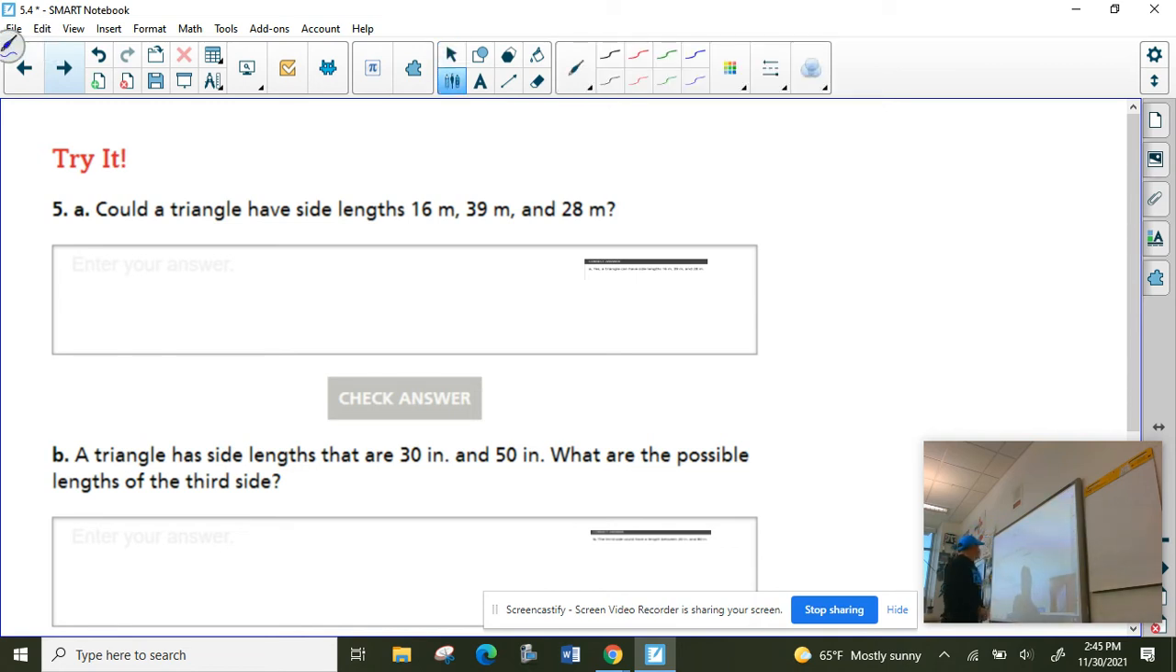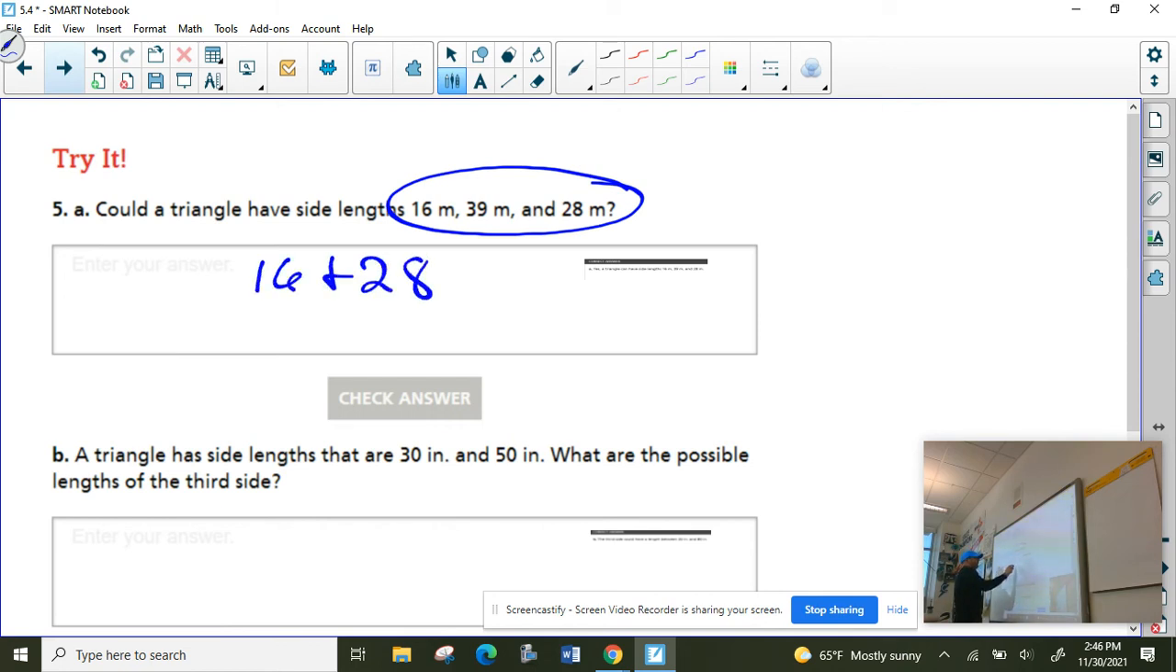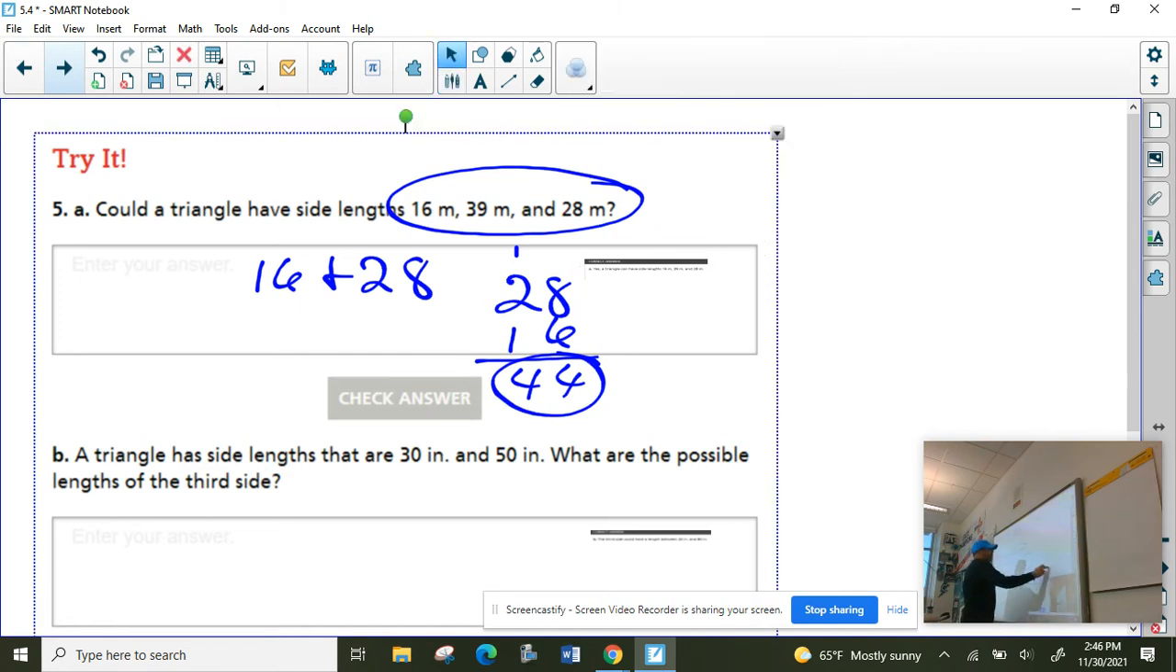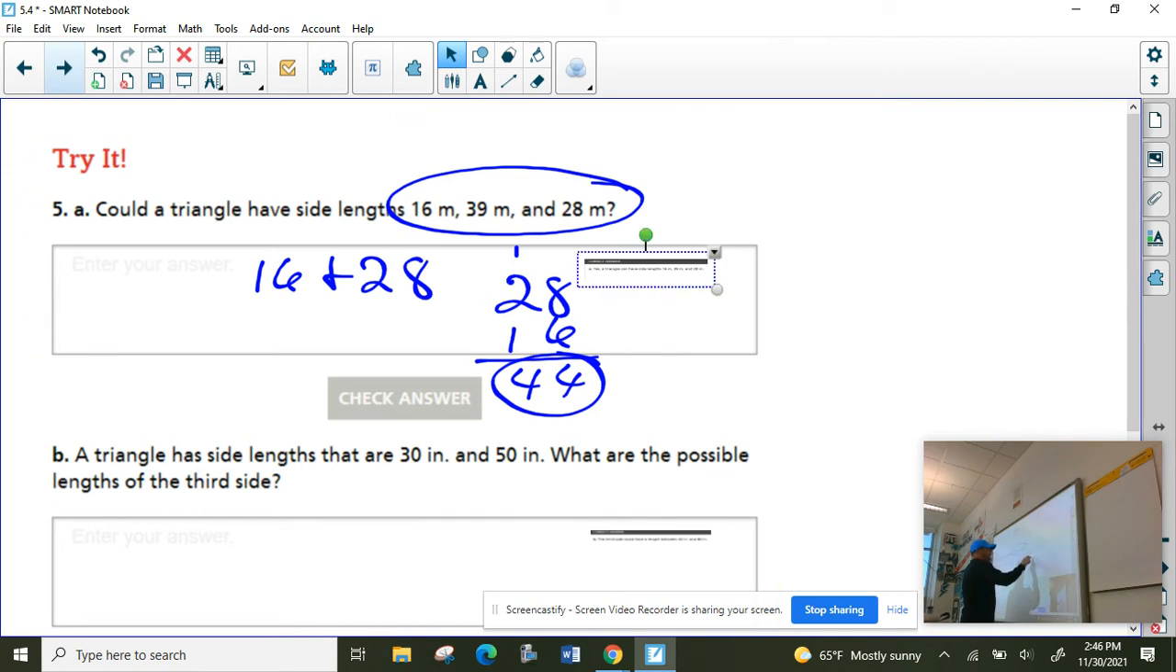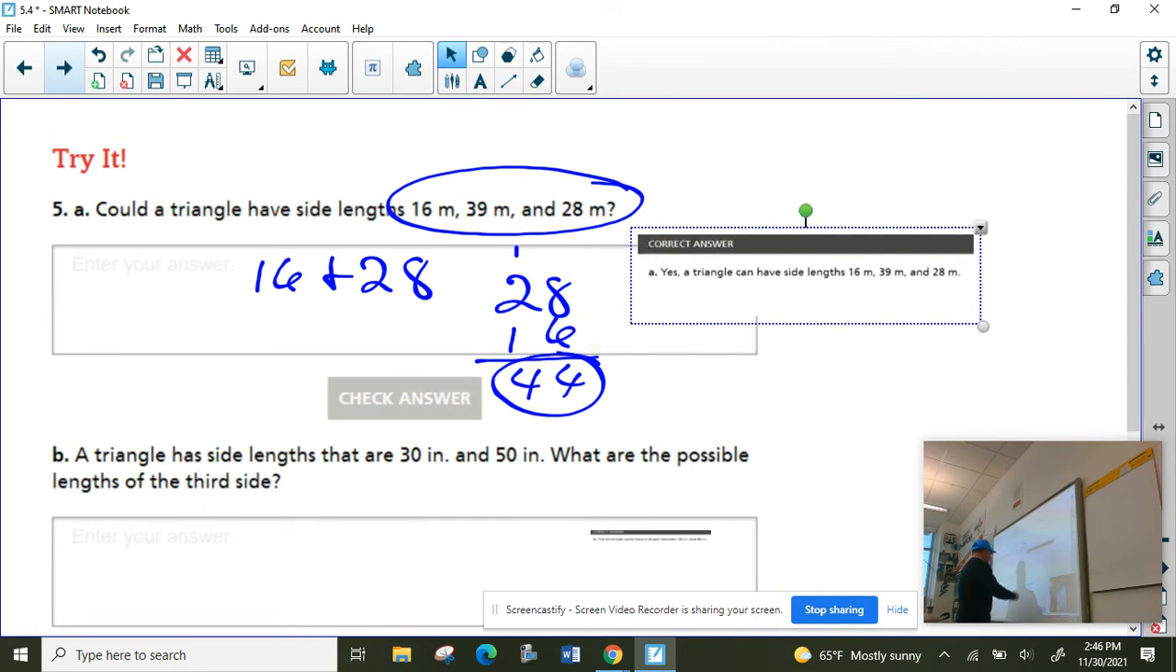So hopefully you paused it. The first thing it wants to know is, could this make a triangle? You take your two smallest ones, 16 and 28, and you add them. It equals 44. Is 44 bigger than 39? It sure is. Therefore, this would make a triangle.